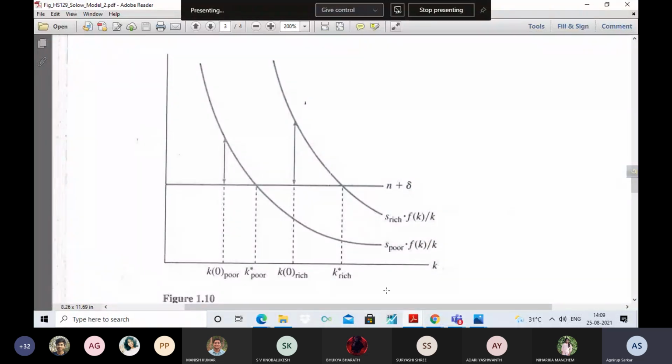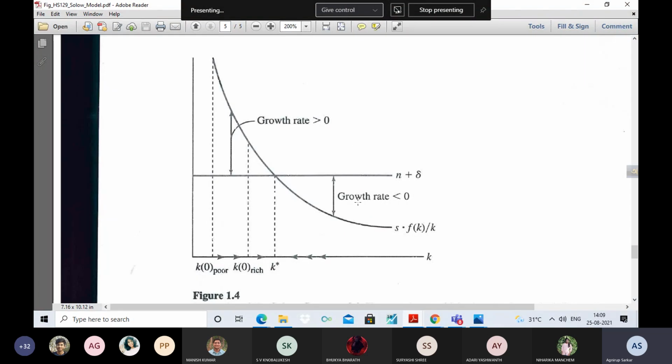We'll be coming to this, but before that, let's go back to figure 1.4. In figure 1.4, we had distinguished two economies, one with a low initial value of K naught, let's call it K naught poor, and the other with a higher initial value of K naught, let's call it K naught rich. Since each economy has the same underlying parameters, the dynamics of K are determined in each case by the same sf(k) by k schedule and n plus delta schedule. Hence, the growth rate k dot by k is unambiguously higher for the economy with the lower initial value, that is K naught poor.